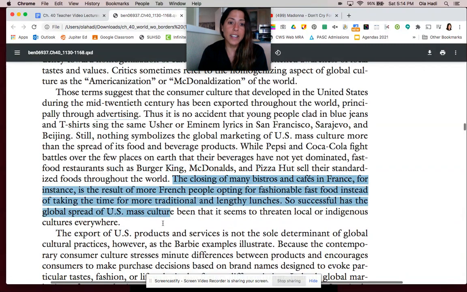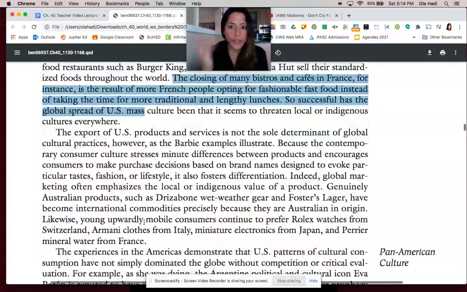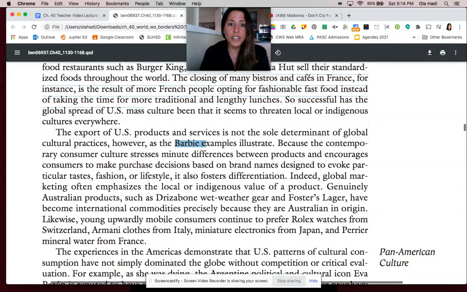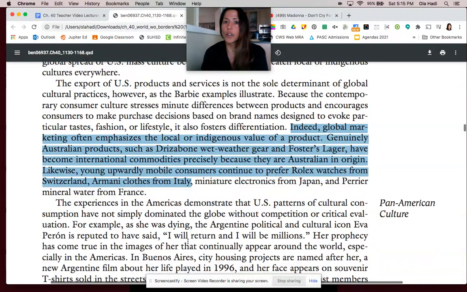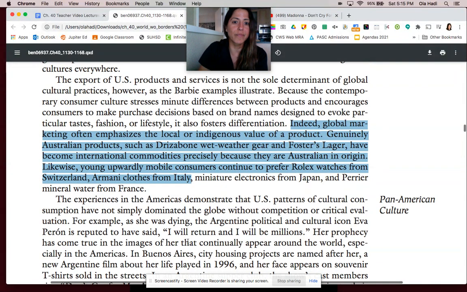And sometimes that has a negative effect on local cultures. For example, the closing of local stores or local coffee shops in France. However, sometimes people take the American brands and they differentiate them to suit local tastes. So we talked about the Sara and Dara doll. And sometimes those products are preferred because they're local from a specific place. So for example, Italian leather has a certain cachet that people appreciate, or some products are appreciated because they are known to be specialists from that region.